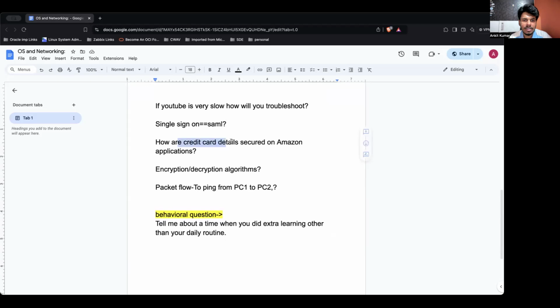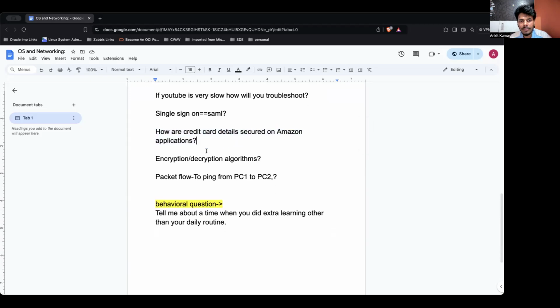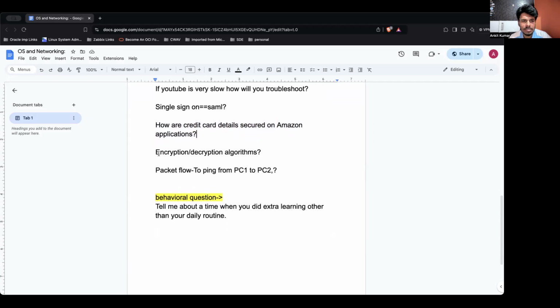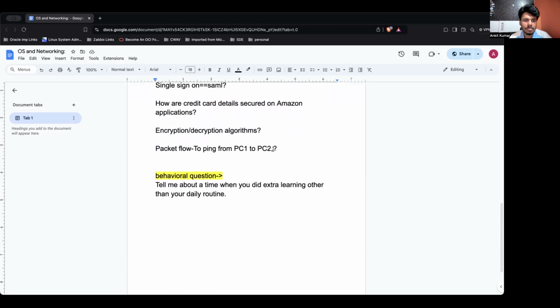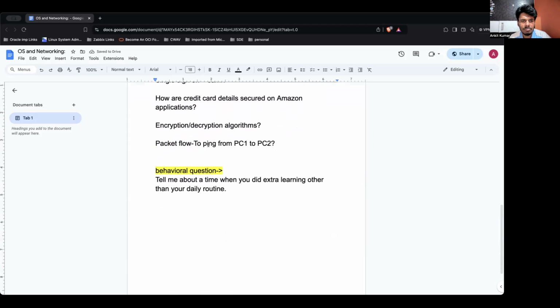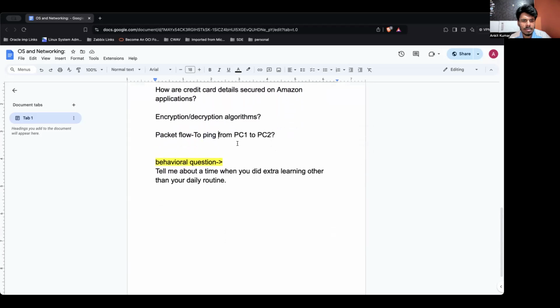The next is how credit card details are secured on Amazon applications. Okay. The next is encryption decryption algorithms. Then next is packet flow to ping from PC1 to PC2. There are two computers. You have to explain the packet flow when you use the ping command or something like that.